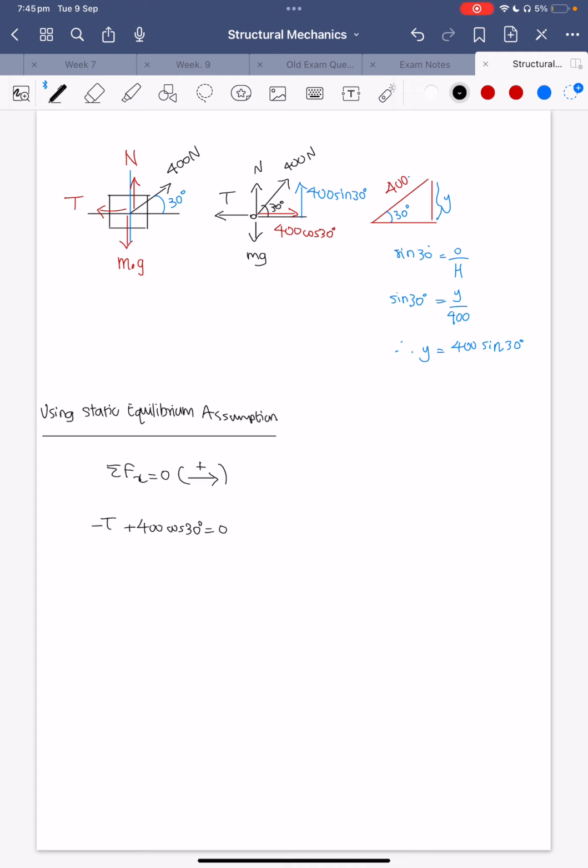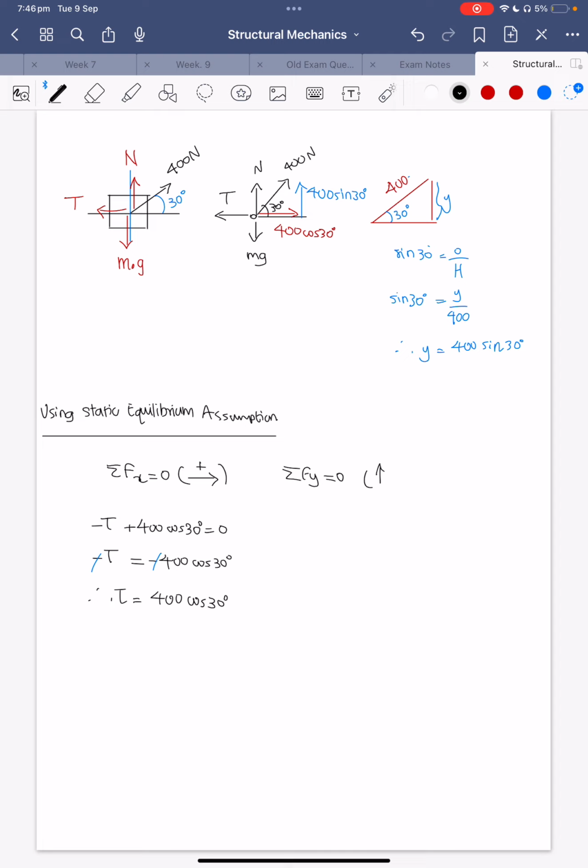So I've written my positive and negative correctly because I want to have T on one side and 400 cos 30 on the other side. So I have to move it to the other side, and that will give me negative 400 cos 30 degree on the other side of the equation. And the negative will be cancelled out. Therefore, my tension is 400 cos 30 degree.